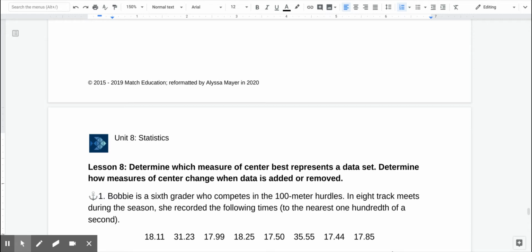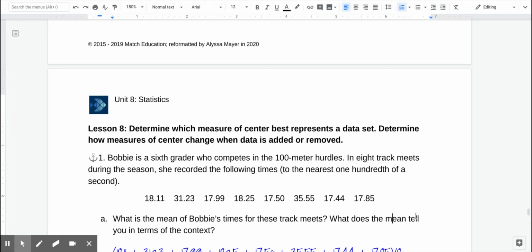So in anchor problem 1, we have Bobby, who competes in the hurdles. That's a running race, if you've not seen one, where you have to jump over basically a little obstacle multiple times in the course of the race. So she's had 8 track meets, and she's recorded these times, which look pretty good, except there's a couple that are different here. I'm going to say those are probably outliers, and those might affect my data.